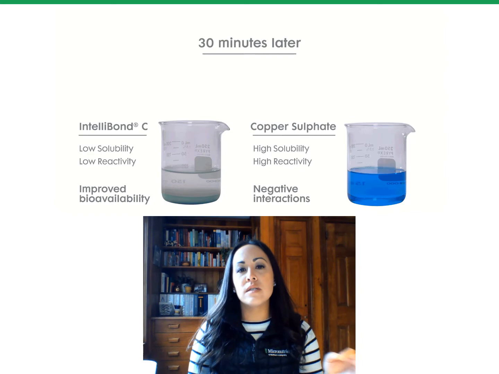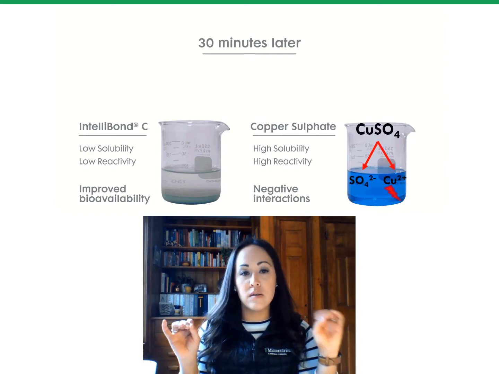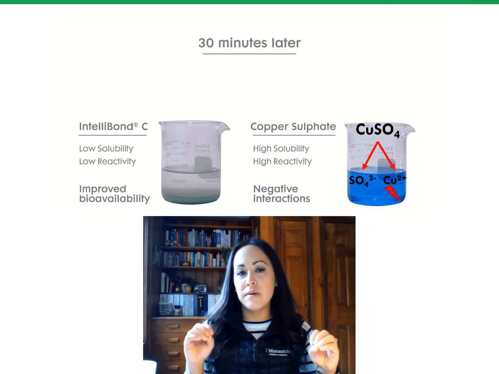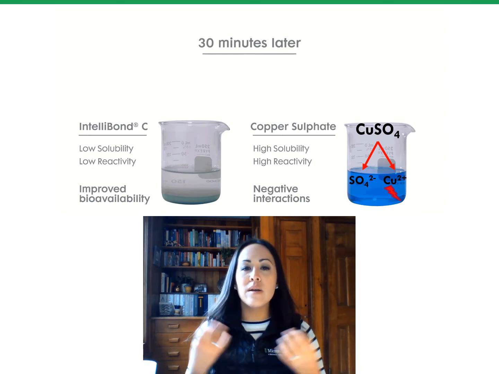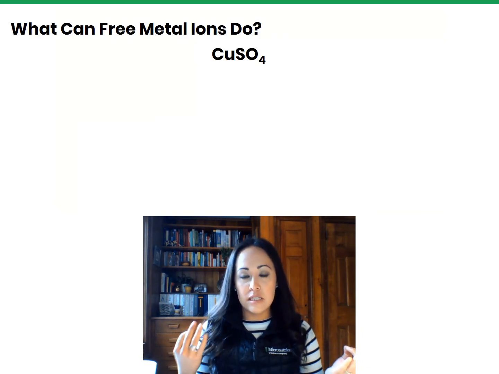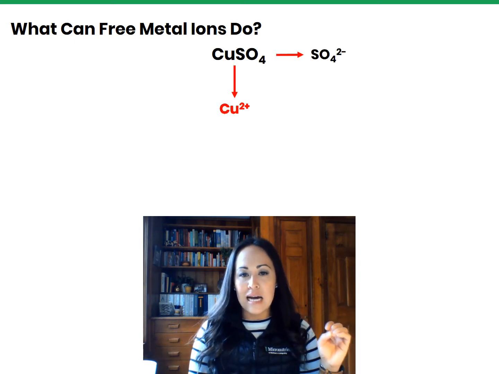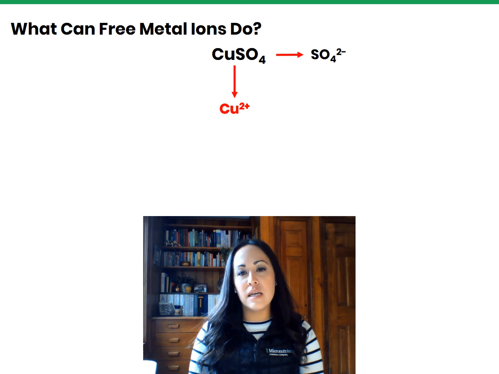So when a sulfate trace mineral solubilizes, it also dissociates and breaks apart into the sulfate and its free metal ion. So the question is, why do we care if a sulfate dissociates into its separate ions? Well, that free metal ion, it's highly reactive and it can have lots of negative impacts on your nutritional program.